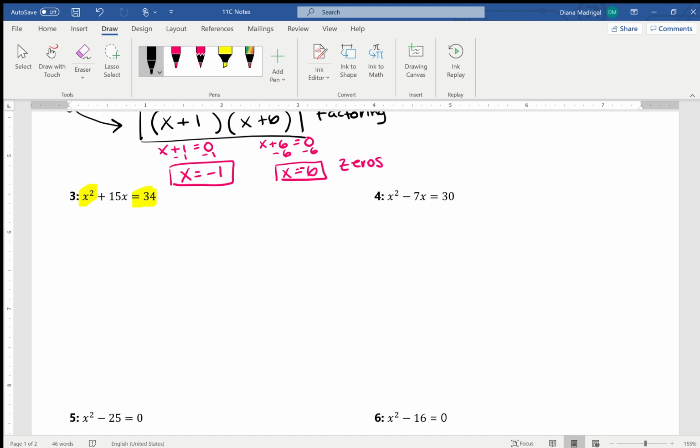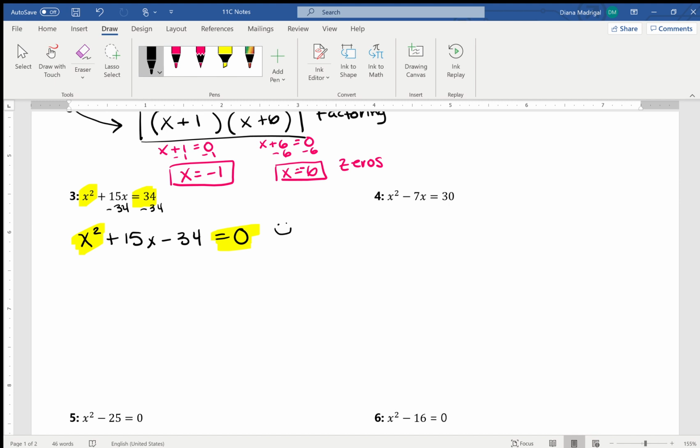How do I get 0 on the other side of 34? Well, I need to get rid of that 34. How would I get rid of that 34? By subtracting it, right? Whatever you do to one side, you've got to do to the other side. Okay, so now I'm going to have x squared plus 15x minus 34 equals 0. All right, again, my rule says that x squared is by itself and it has to equal 0. So there you go. I'm good to go to the next step.